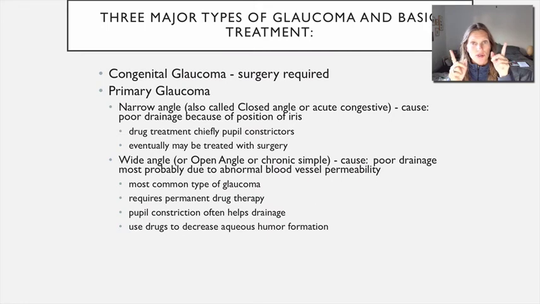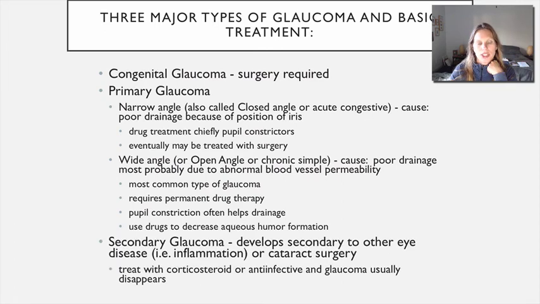Because it's a vascular disorder, it's oftentimes on both sides, so it's bilateral. They're going to probably need continuous drug therapy. And you might use some pupil constriction, because pupil constriction is always going to help the drainage, but it's not going to be as profound, it's not going to help as much as what we talked about with narrow angle glaucoma. Most of the drugs that are used, especially the drugs of choice, the two main ones, are going to target the fluid formation. So they're going to decrease fluid formation.